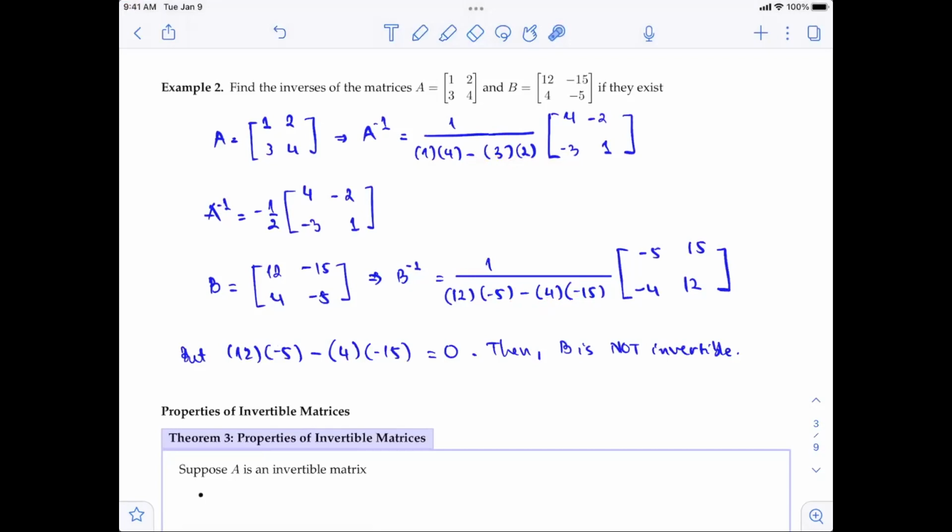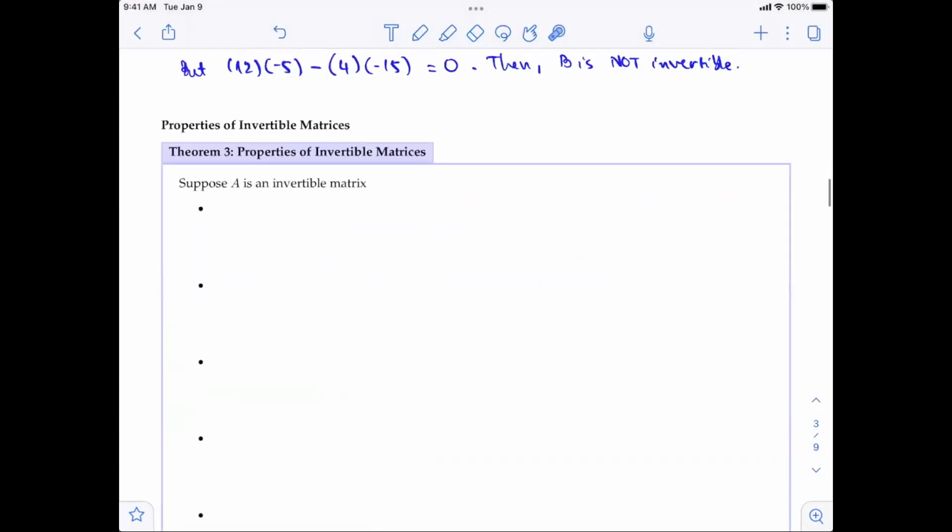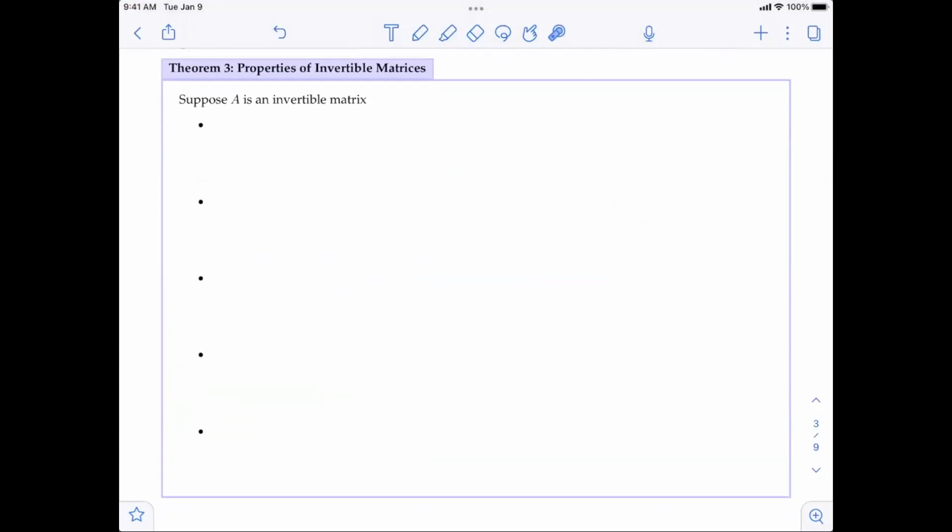So next, I'm going to write down some properties of invertible matrices. And there are 5 properties that we might want to know. So suppose A is an invertible matrix, then A inverse is also invertible. And the inverse of A inverse is the original matrix.